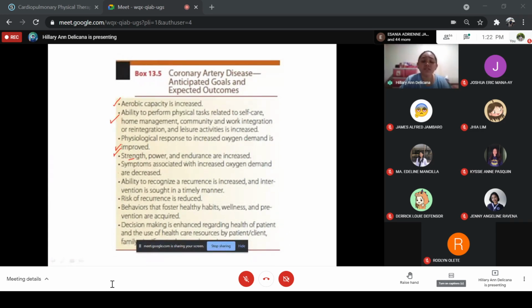Of course, symptoms associated with increased oxygen demand are decreased. So malesen ang symptoms niya ginabatsyag ni patient. So hindi na siya pirmi gina-dyspnea or gina-SOB, shortness of breath, doon siya pirmi ginahapo, hindi siya dasig kapuyo, no? So mas dako ng threshold niya when performing activities, hindi siya dali makapoy.